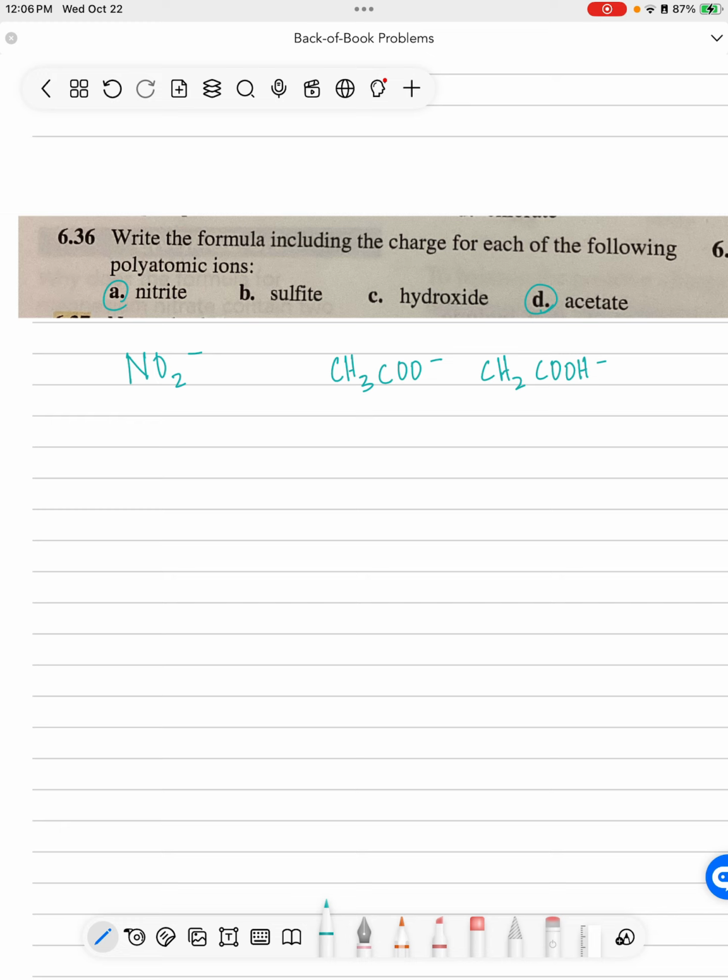So it's C2H3O2 minus. No matter how you choose to name it, the important thing is that you have the correct number of carbons, hydrogens, and oxygens, as well as the correct charge on your polyatomic.